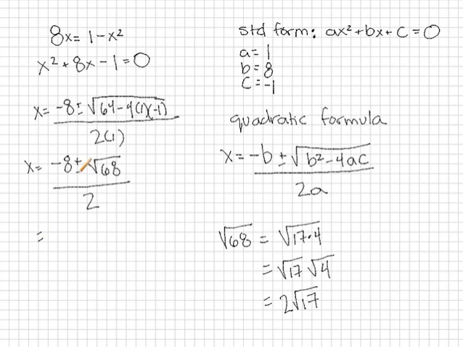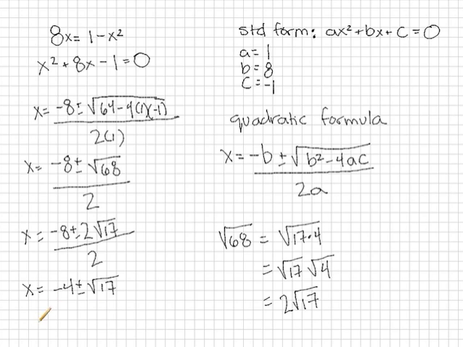So applying that to my equation over here, I get that x is equal to negative 8 plus or minus 2 times the square root of 17 all over 2. And now I can get rid of my denominator if I want, because both of my terms in the numerator share a factor of 2. So this simplifies to x is equal to negative 4 plus or minus the square root of 17.